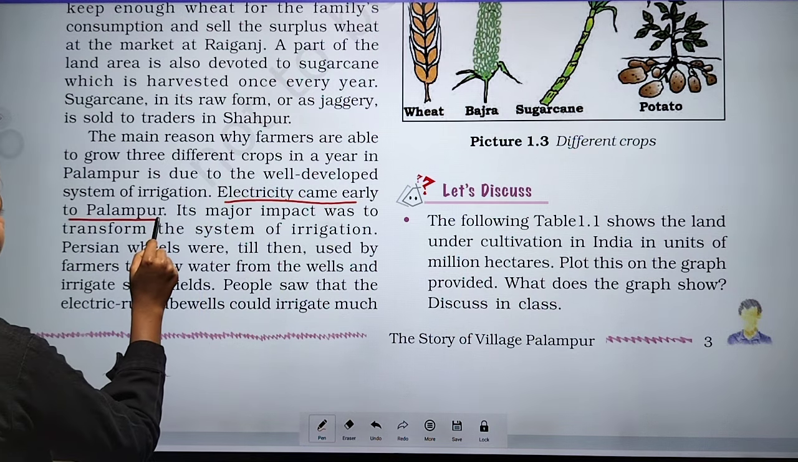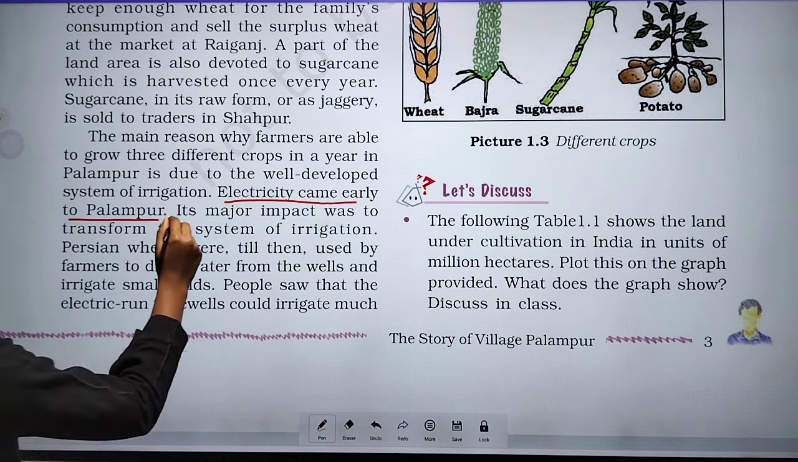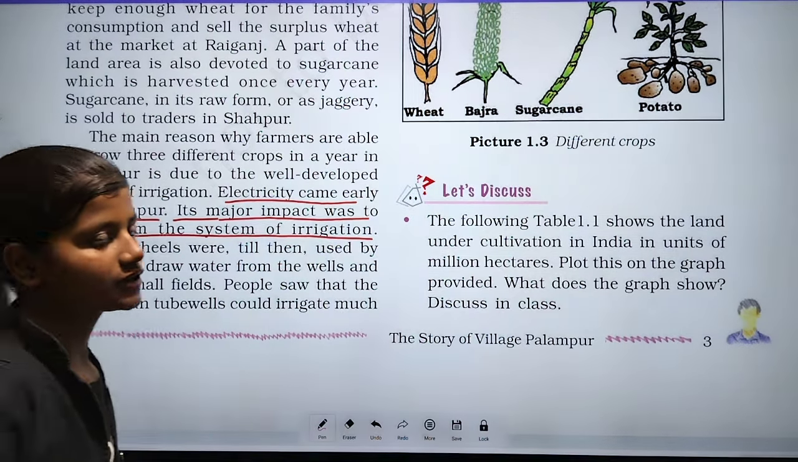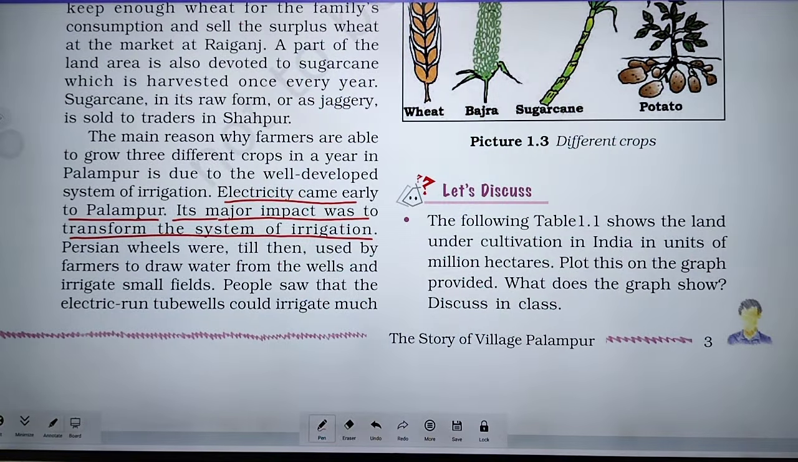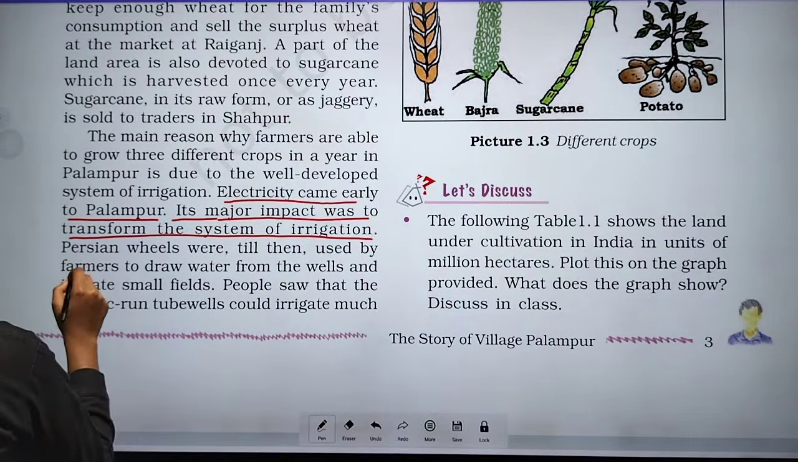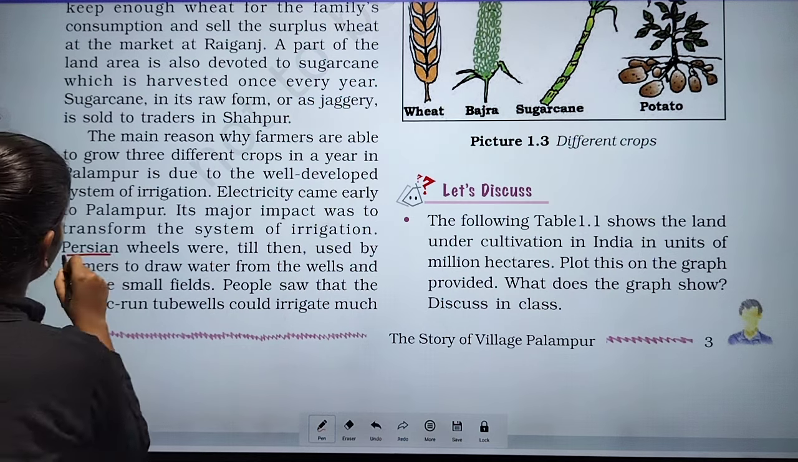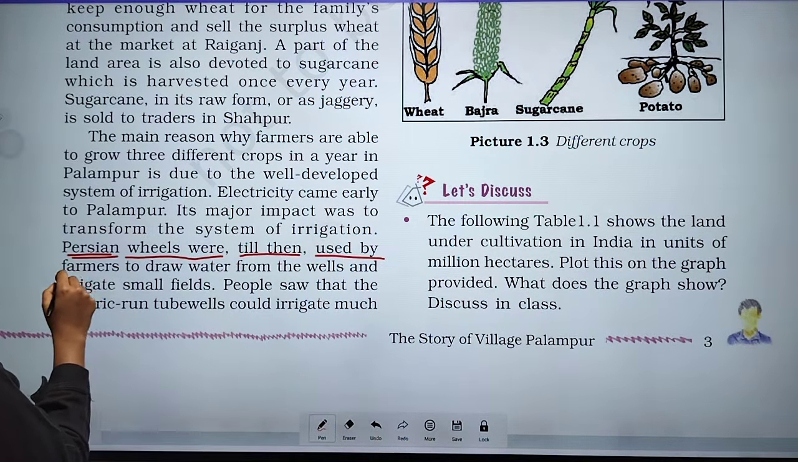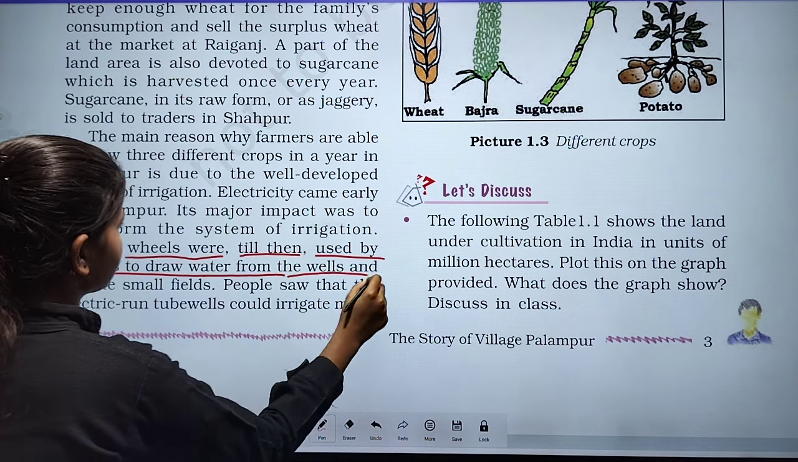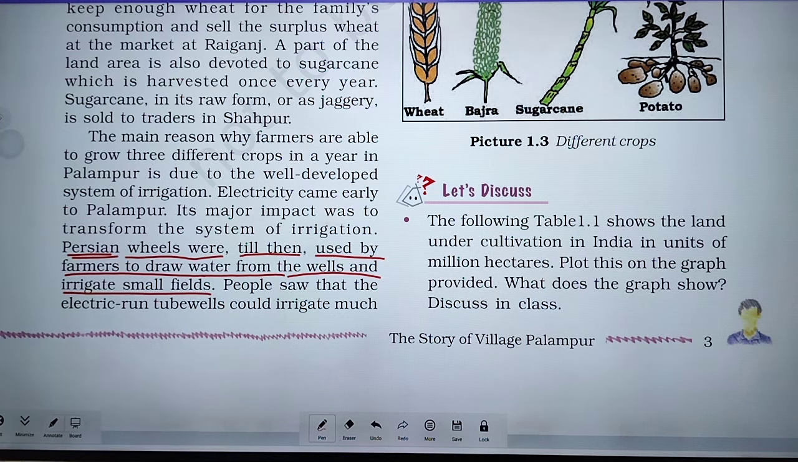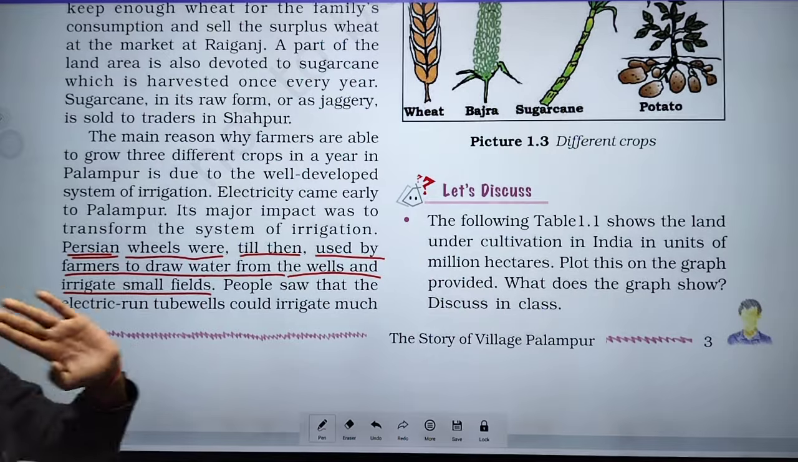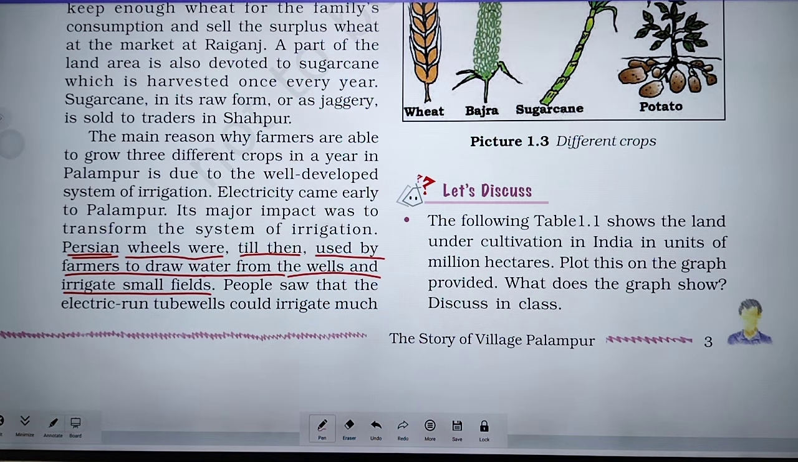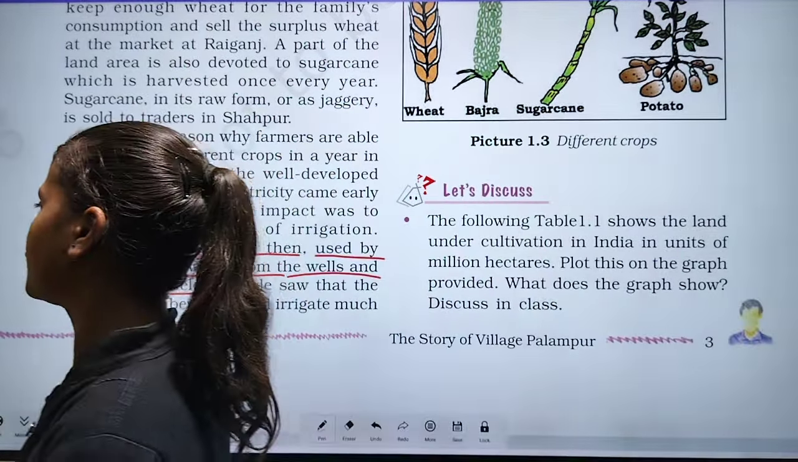Electricity came early to Palampur. Its major impact was to transform the system of irrigation. Persian wheels were till then used by farmers to draw water from wells and irrigate small fields.